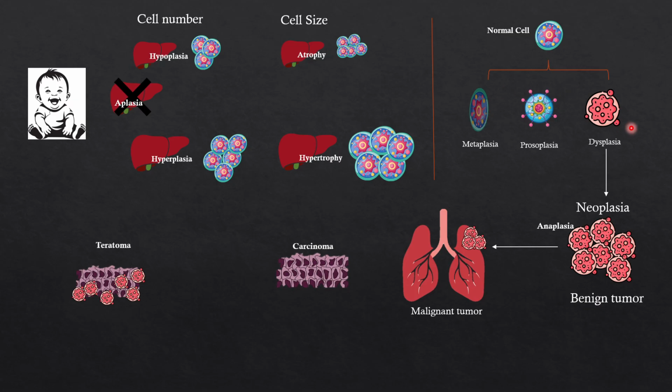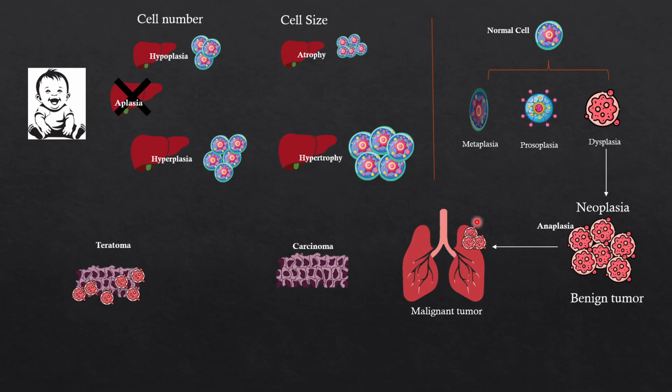Now, the normal cell can transform into different types. One is metaplasia, which is a change into a different type of cell. Prosoplasia develops some different function, whereas in dysplasia there can be different functions as well as loss of cellular uniformity and function. Dysplasia can give rise to neoplasia, which means the early stage of development of cancer or tumor, which can then give rise to a benign tumor. And as a result of anaplasia, metastasis can happen and malignant tumors can form.